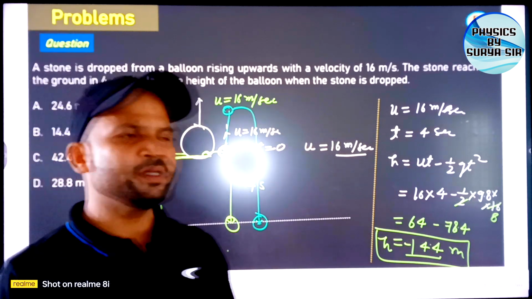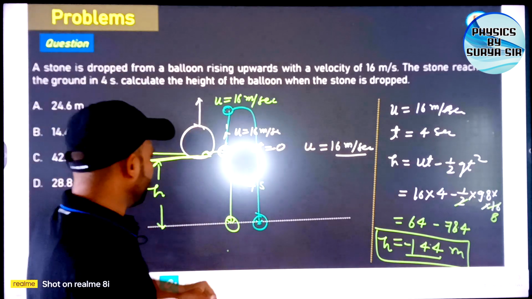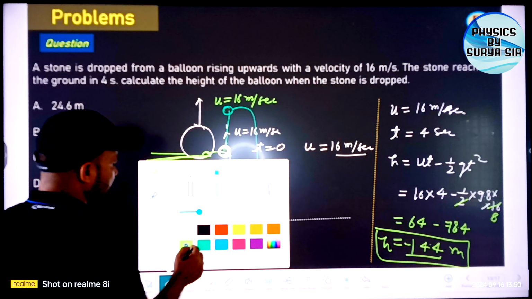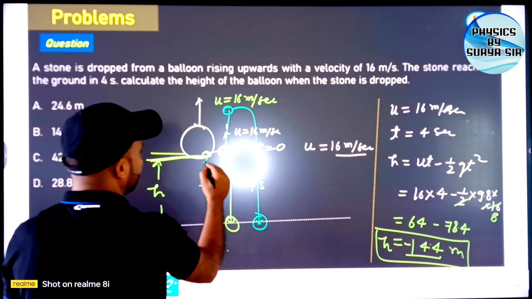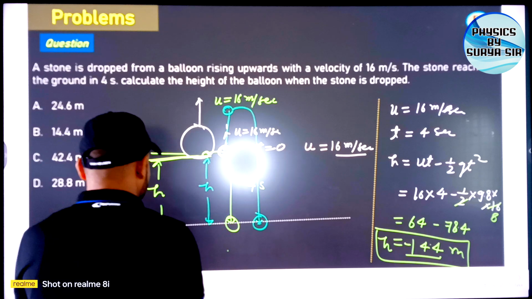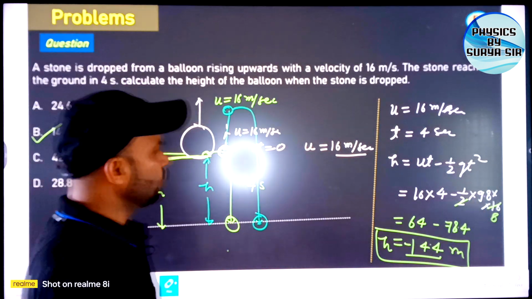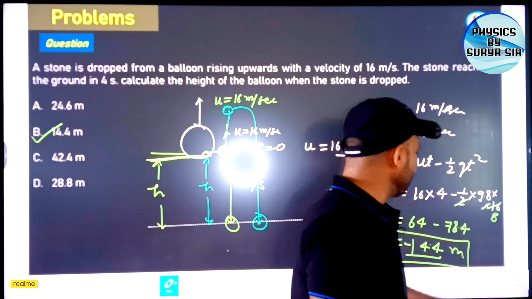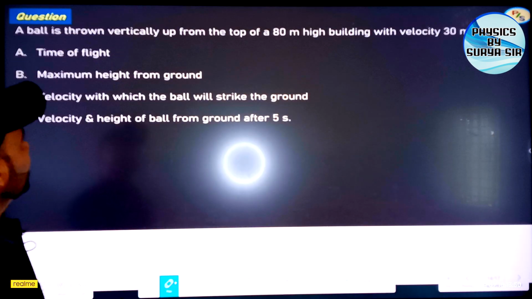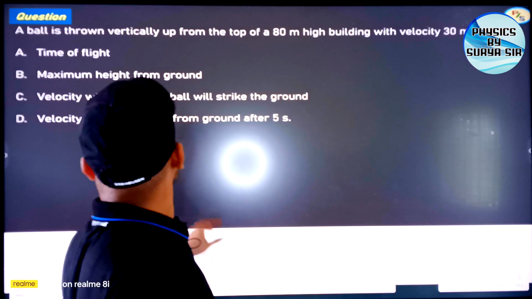Minus 14.4 meter means its displacement is in the downward direction. That's why we are getting the negative value. This h is downward. Which option is correct? Option B is correct, 14.4 meter. Clear? Now there is again a question.